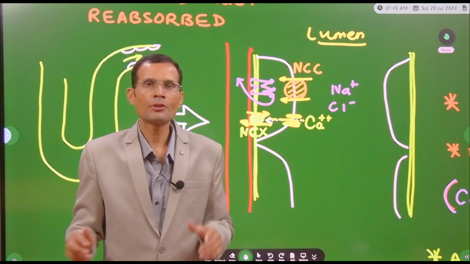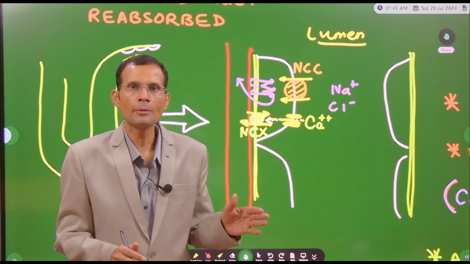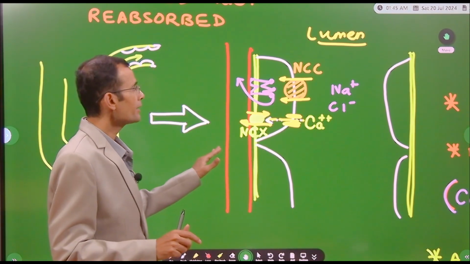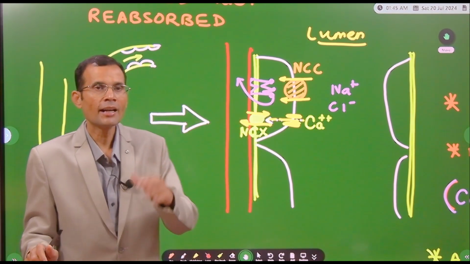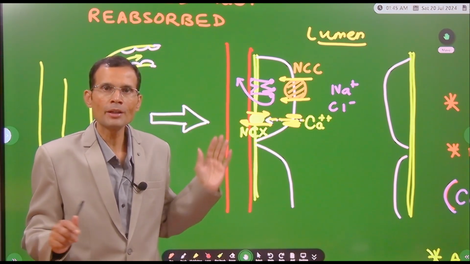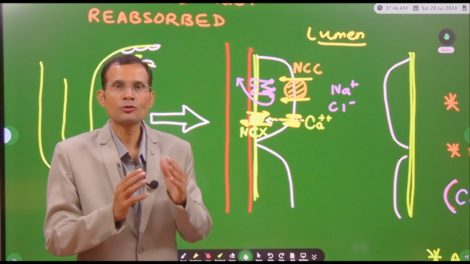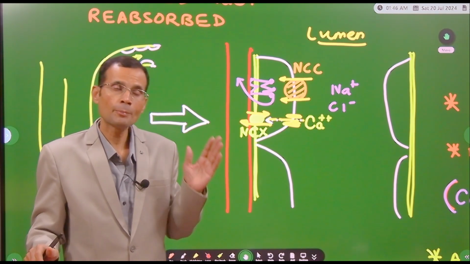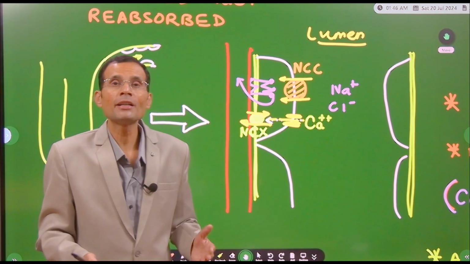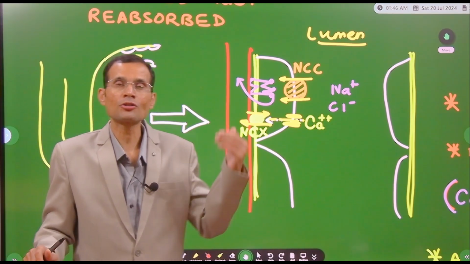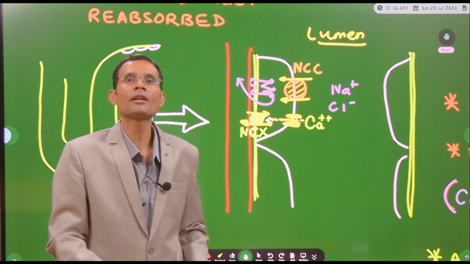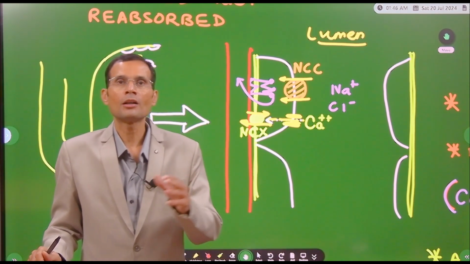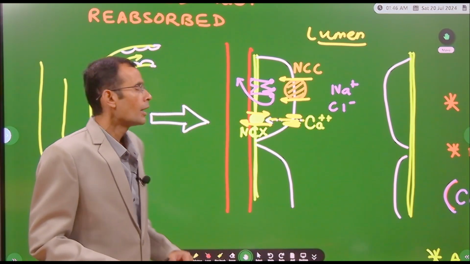If you recall, we talked about the thick ascending limb where loop diuretics act. They dissipate that positive electrical potential in the lumen, and therefore they stop the calcium and magnesium reabsorption. So there is a possibility of calcium and magnesium being lost into the urine in the case of loop diuretics. I suggest all of you refer to that video as well, so that you can recall these things.